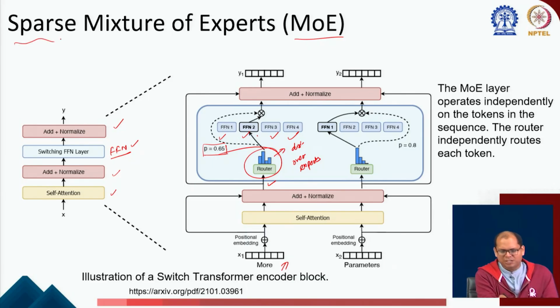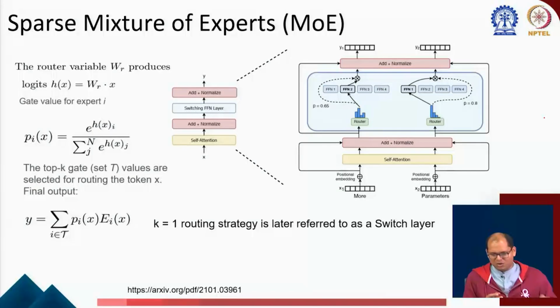But when you do sparse mixture of experts, you just route it to one expert among these. So similarly here, suppose this is probability 0.8 to this particular expert, so you just route it to that, and then you continue. So what happens in MOE? It operates independently for each token in the sequence, and the router can route each token independently to one of the experts.